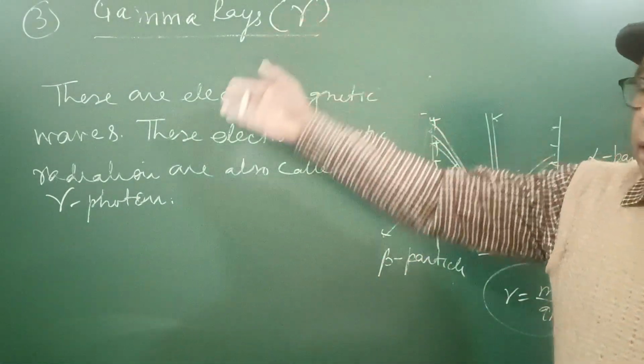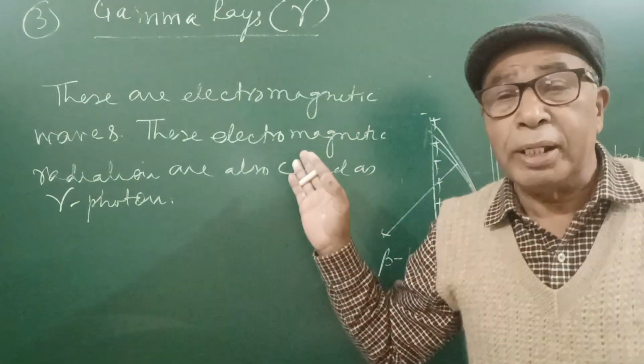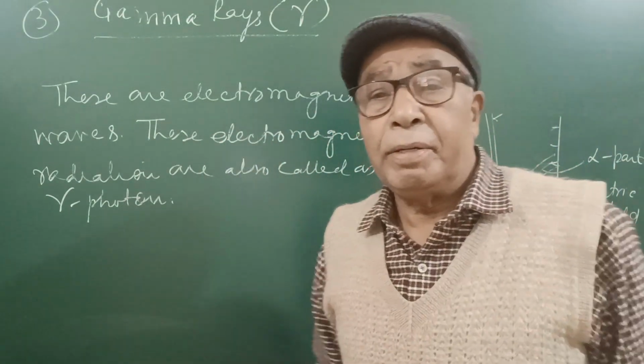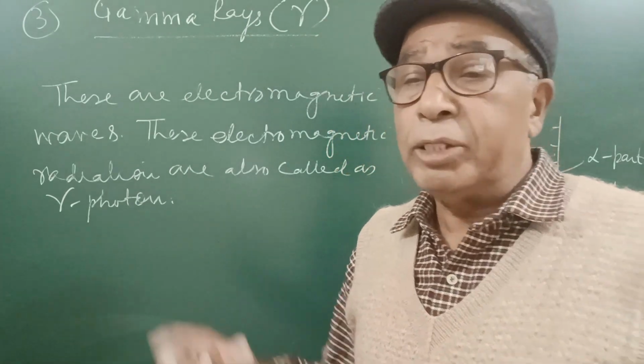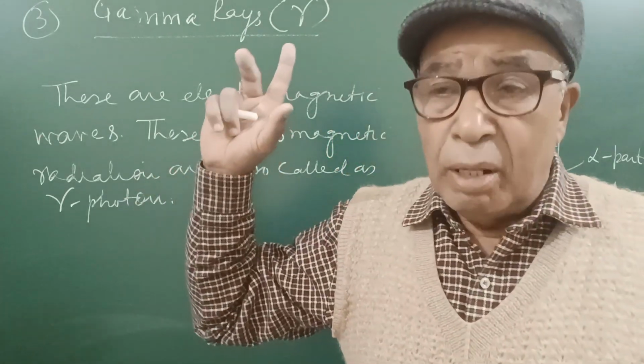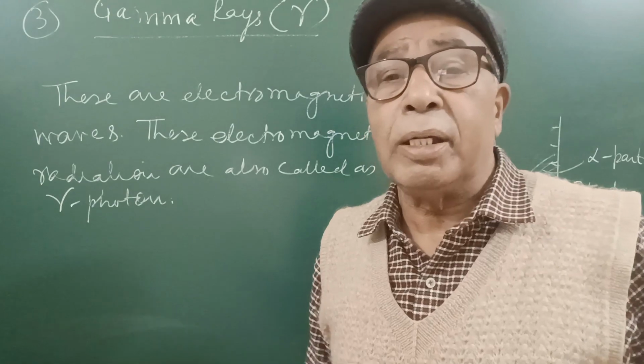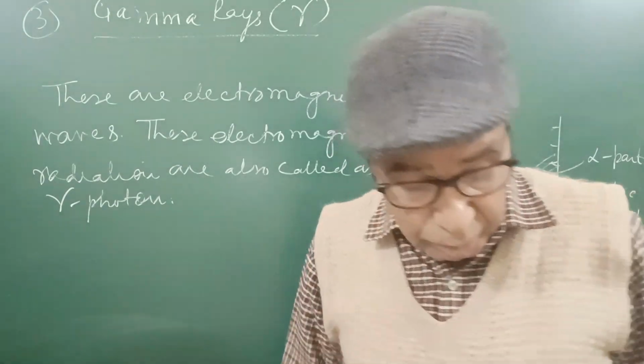So these are the introduction. Now I will take up the scheme under which gamma decay takes place, the scheme under which alpha decay takes place, and beta decay, in the next coming video.